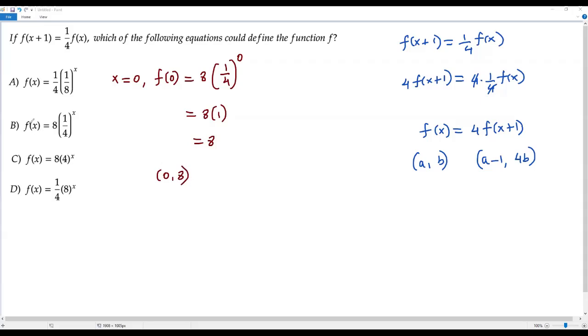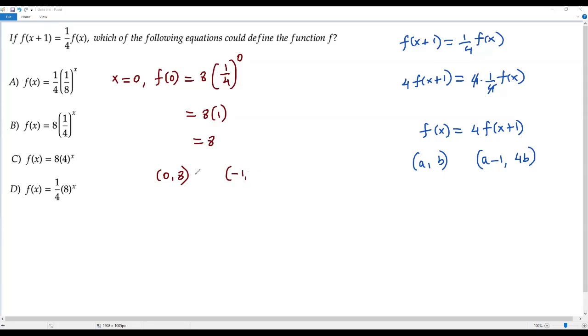So on the graph of the function f of x in option B, we know that we have the point (0, 8). Okay, now let's apply the two transformations I explained over here on this point (0, 8). That is the horizontal translation of 1 unit to the left. For that, we have to subtract 1 from the exponent 0. When I subtract 1 from the exponent 0, I'm getting negative 1. That is, 0 minus 1 is just negative 1.